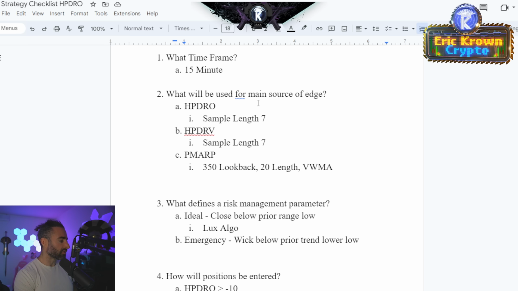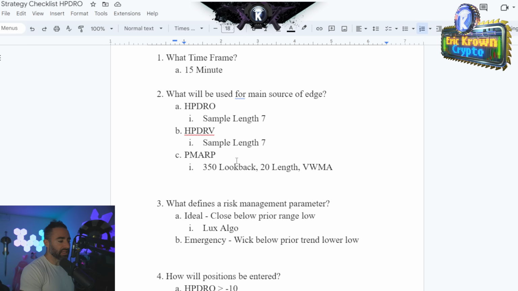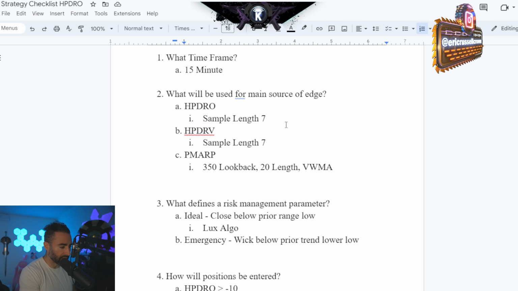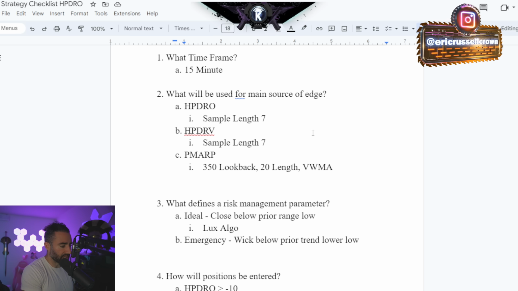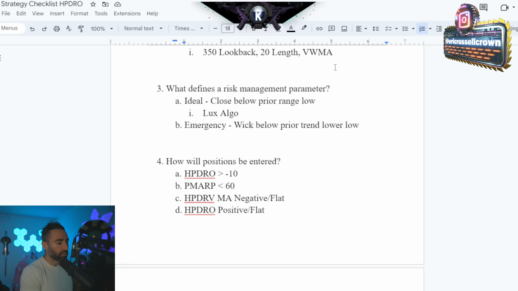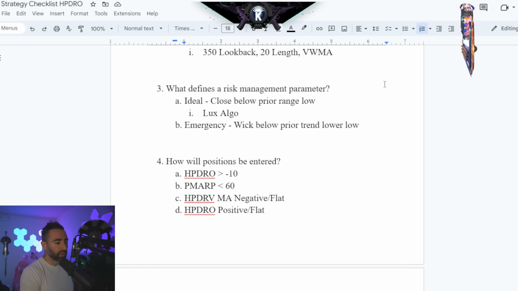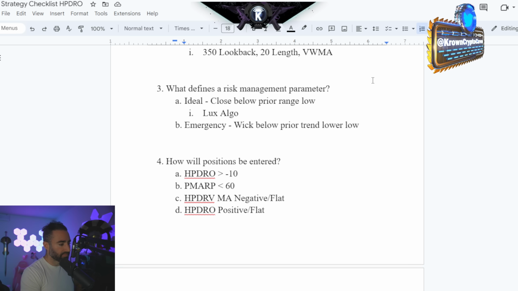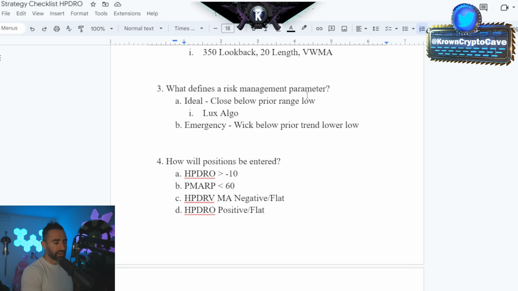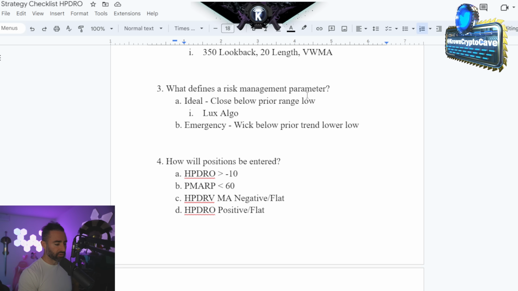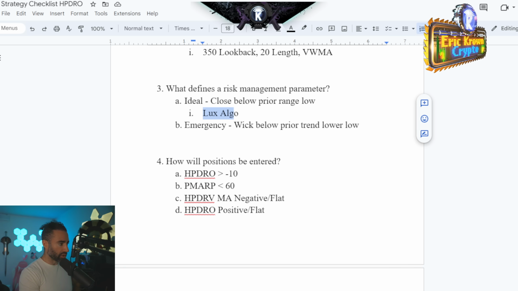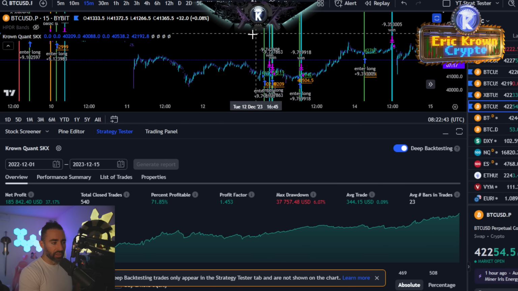So a little bit faster than default, and PMARP is default at 350 look back, 220 length, and VWMA as the MA type. Anyways, what defines a risk management parameter? We're going to be looking for a closure below the prior range low. You can use the Lux algo for this, or you can just use your own knowledge. If you have your own knowledge of how range lows work, that's going to be better than using the Lux algo. For the logic on this, I am not using the Lux algo.